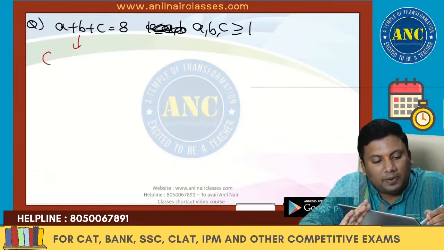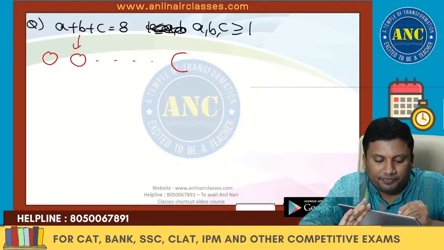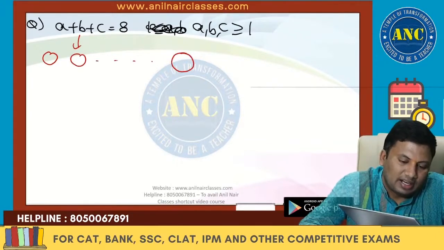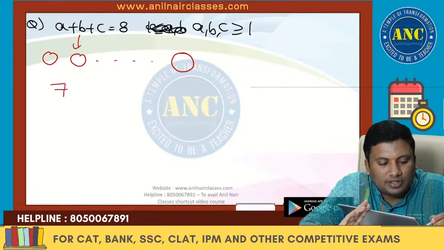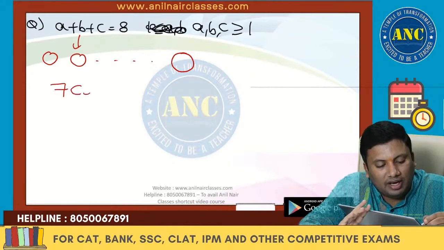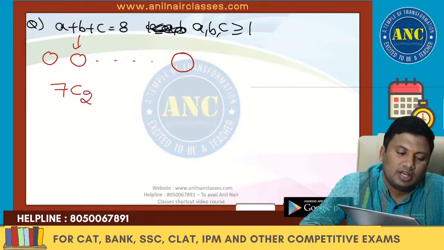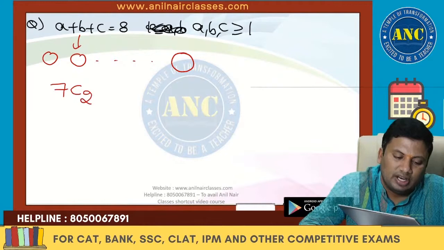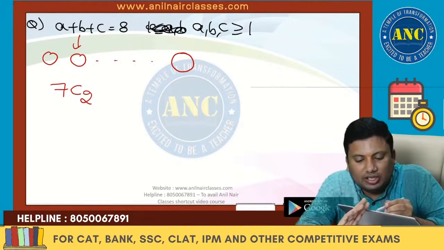A plus B plus C. First problem I will explain. There are 8 balls. There are 7 gaps. If there are 2 variables, I require 1 cut. If there are 3 variables, I require 2 cuts. So it is nothing but 7C2.